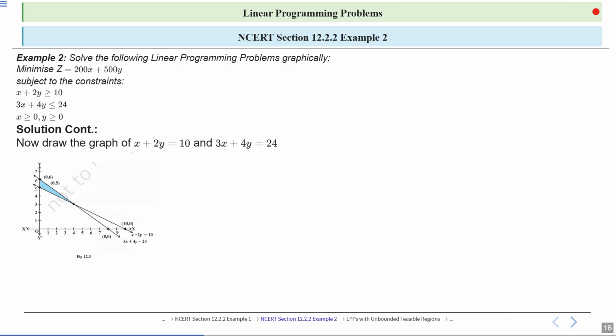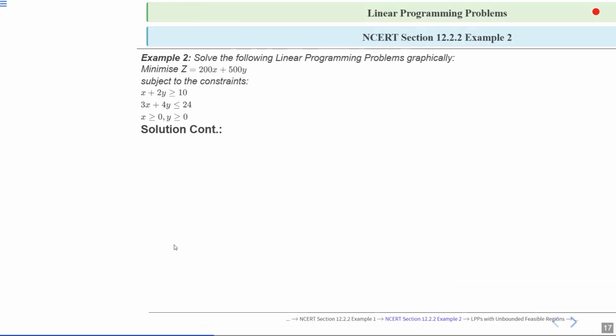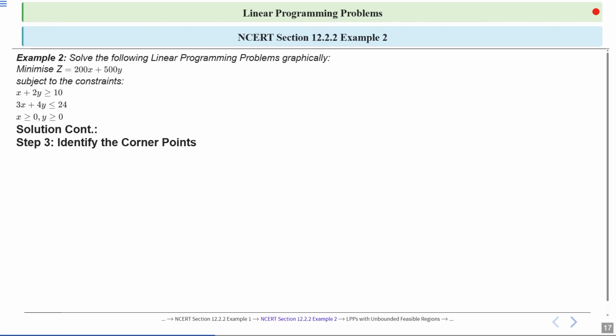So now draw the graph of x plus 2y equals 10 and 3x plus 4y equals 24. Okay, so let's look at this graph, figure 12.3. Here the feasible region is the shaded region shown in figure 12.3. So now let's identify the corner points. First find corner point A, that is the y-intercept of x plus 2y equals 10, which is (0, 5).